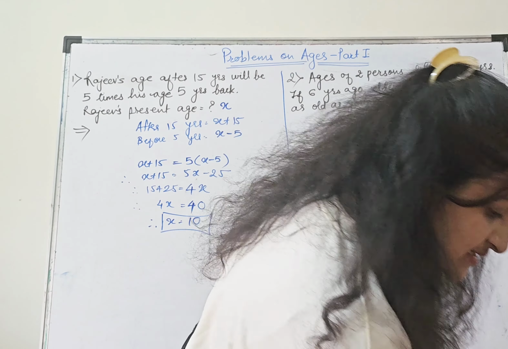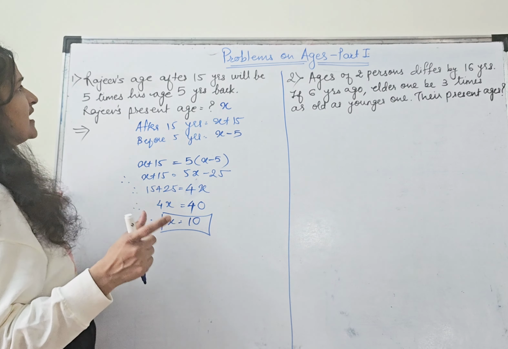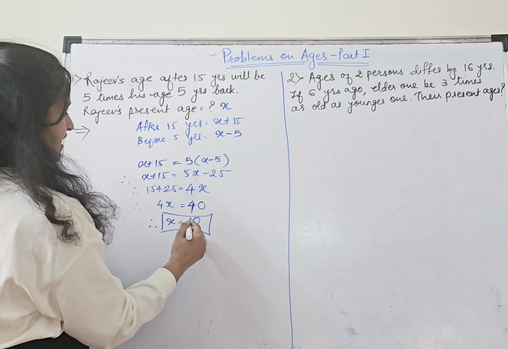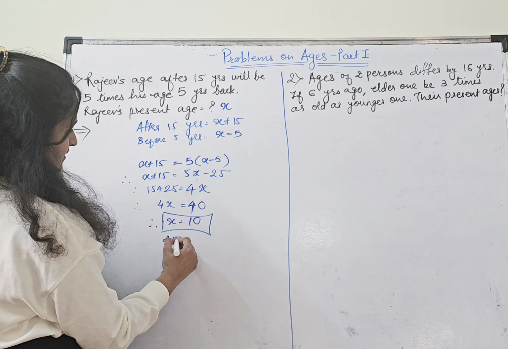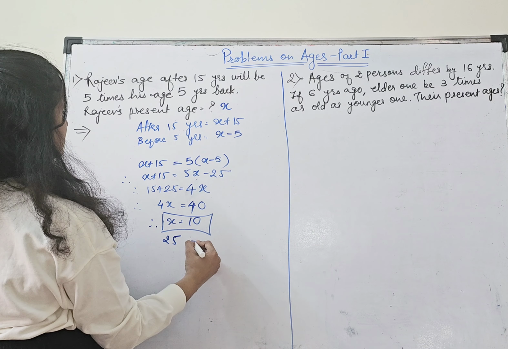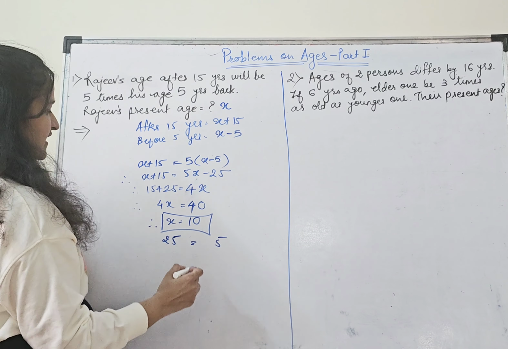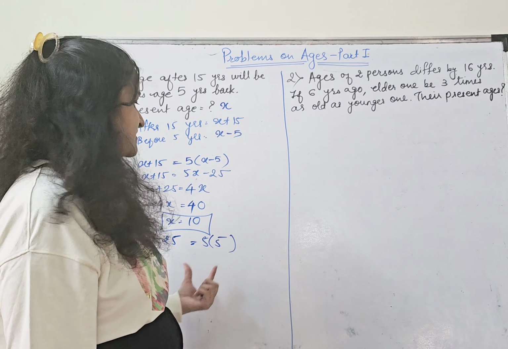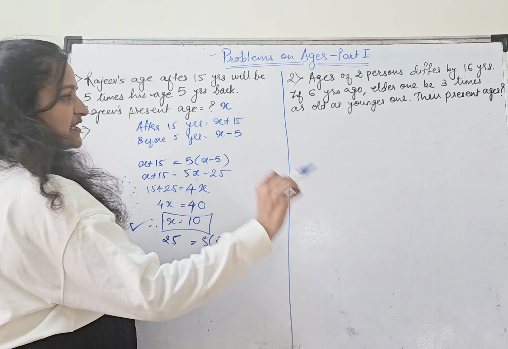You can always cross check this. Okay? You can always cross check it very quickly, right? So Rajiv's age after 15 years. How much is it going to be after 15 years? 15 plus 10. So that is going to be 25, right? Will be 5 times. And what would be his age before 5 years? It is going to be 5, right? And would be 5 times they are saying. So 5 5s are 25. So yes, that is the cross check. Correct? So yes, we have got the right answer, you can say.